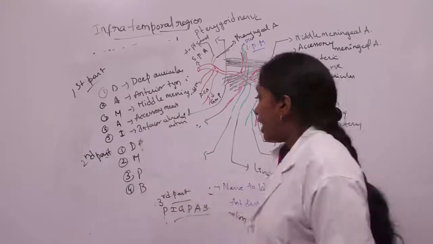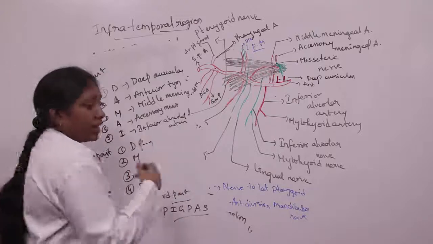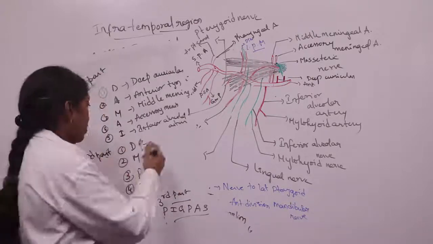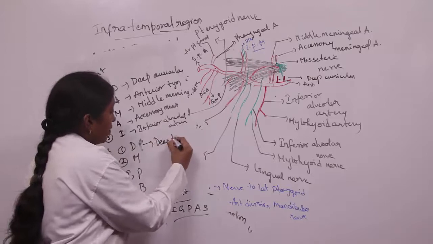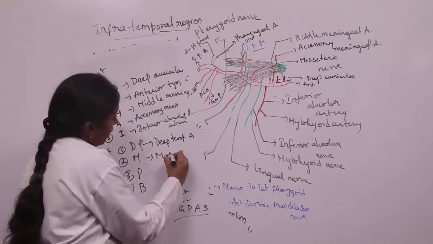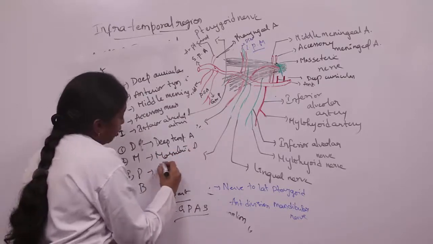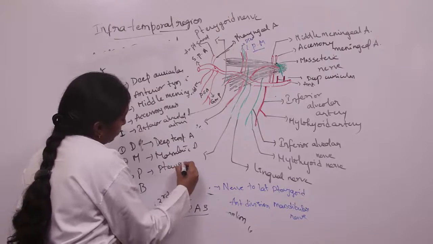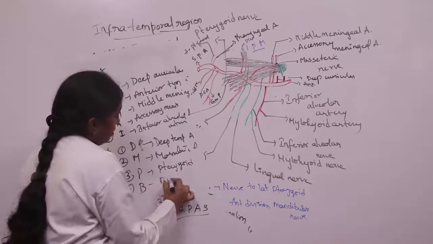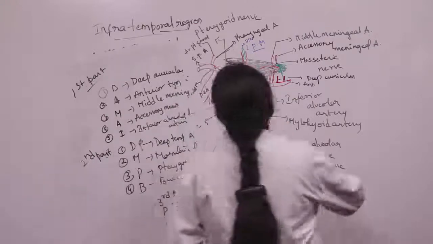And from the second part, we have branches like the mandibular nerve. That means here we can spell it as arteries instead of nerve. So deep temporal arteries, masseteric artery, pterygoid artery, and buccal artery. So from the second part, 4 branches arise.